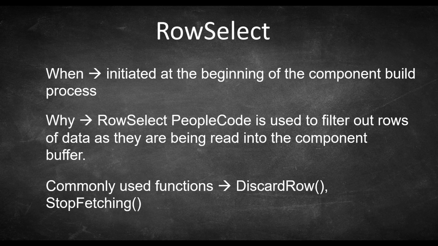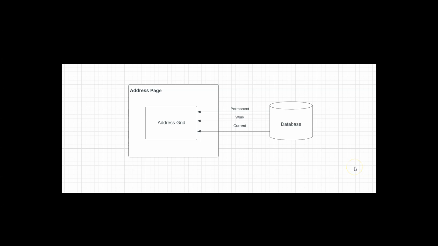Let's understand this with the help of a diagram. As you can see from the diagram, the address grid is getting multiple rows of data from the database where each row represents a type of address. Now, for our requirement, we need to apply some business logic in order to apply a filter on these rows of data, such as if the employee is a non-HR employee, only work address should be displayed. If he is an HR employee, then all types of addresses should be displayed.